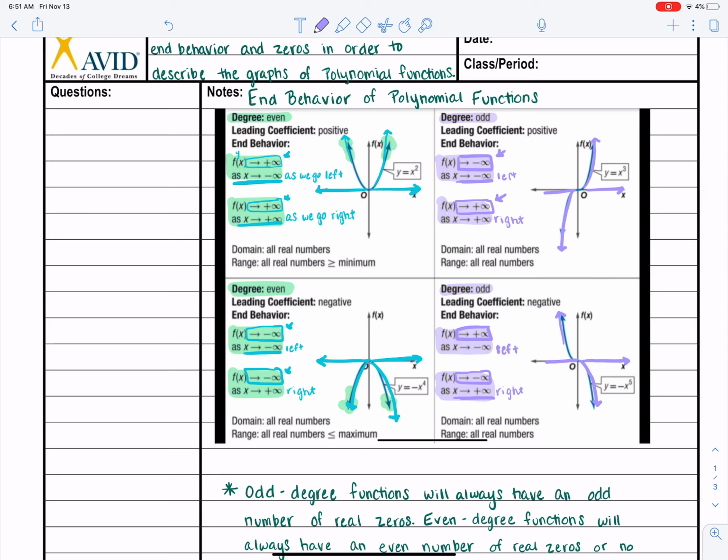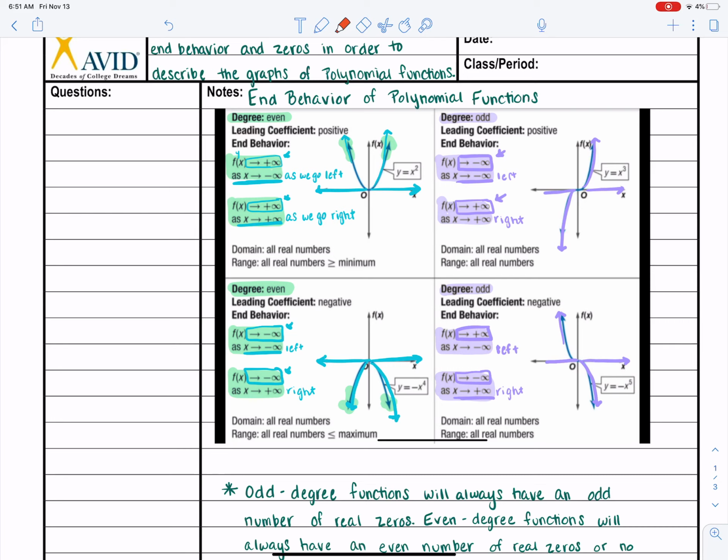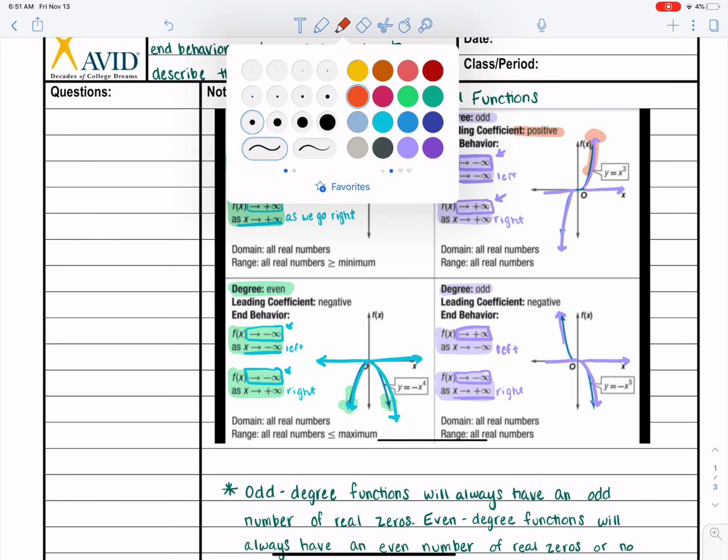Now, the next thing we need to look at is our leading coefficient. The leading coefficient, remember, is the number that is attached to the variable with the highest exponent, the degree. If the leading coefficient is positive, that means your graph is going to end going positive. So the leading coefficient only tells us about the back side, or the last part of our graph. When the leading coefficient is positive, then as our graph goes to the right, we're going to have positive y's.